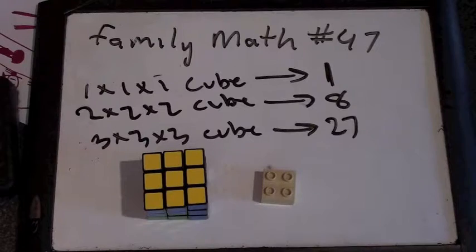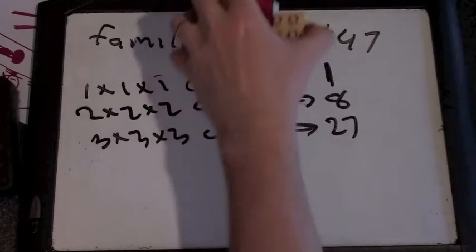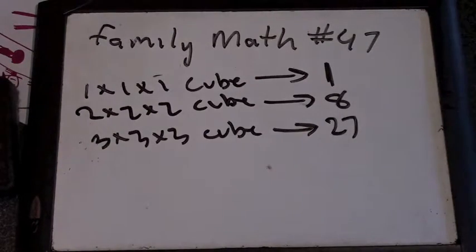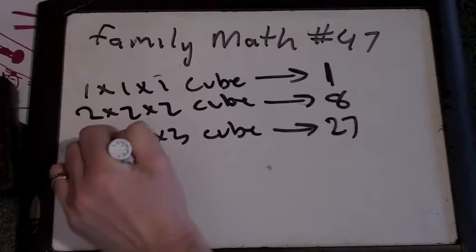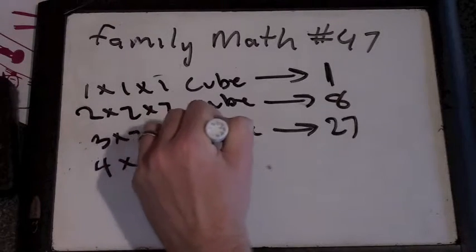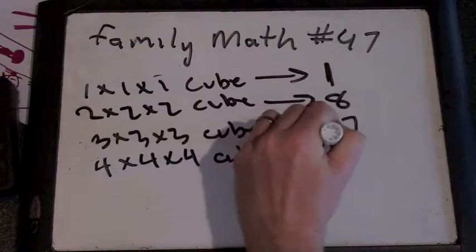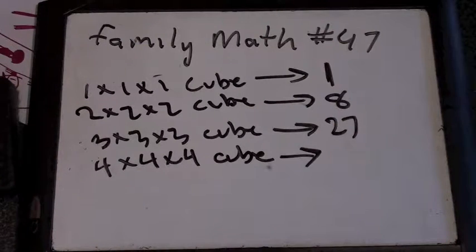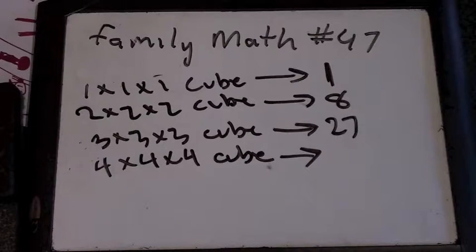So to make the analogy, we've got to get up to 11 times 11 times 11. But let's do a few more. How many blocks are there in a 4 by 4 by 4 cube, if we made that? 64. Okay, how did you figure that out? Well, 4 times 4 is 16, times 4 is 64.